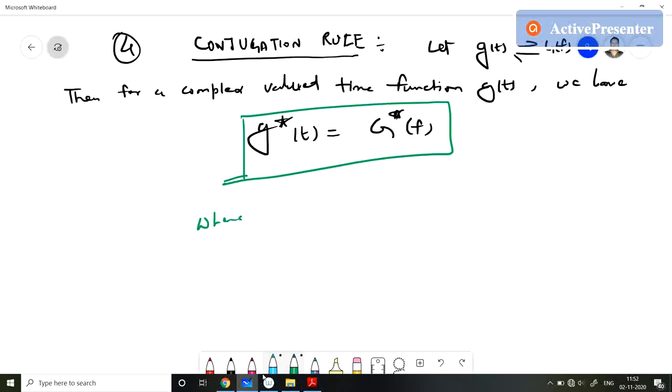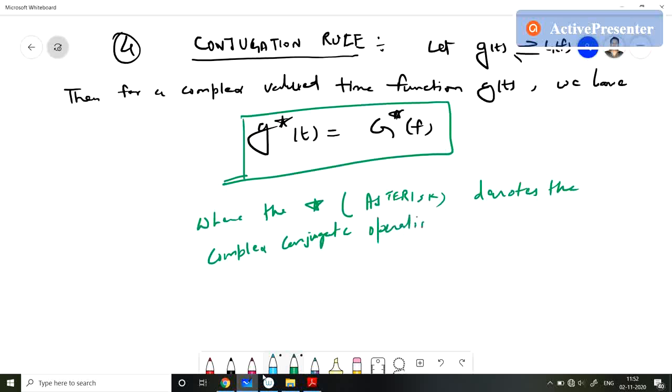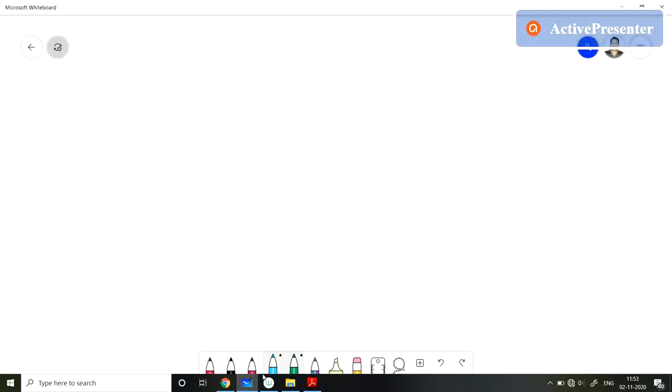Here the star denotes the complex conjugate operation. So let us prove this property. We have g(t) with Fourier transform G(f). So basically g(t) is the inverse Fourier transform of G(f).